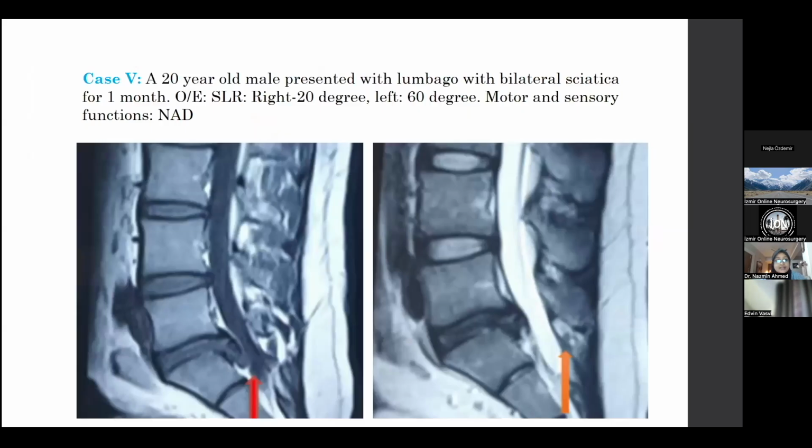So the next case is a 20-year-old male presented with lumbago with bilateral sciatica for 1 month. On examination, SLR is 20 degrees on the right side and 60 degrees on the left side. Motor and sensory function, no abnormality detected. So it is evident that there is herniated disc material with downward migration, but there are intensity differences in the migratory component.